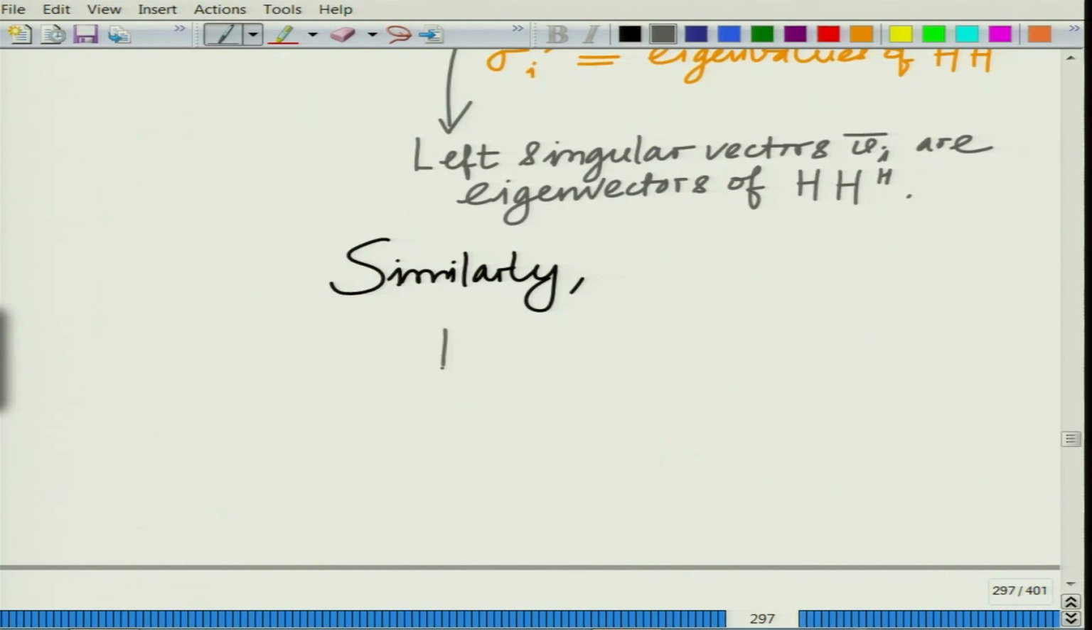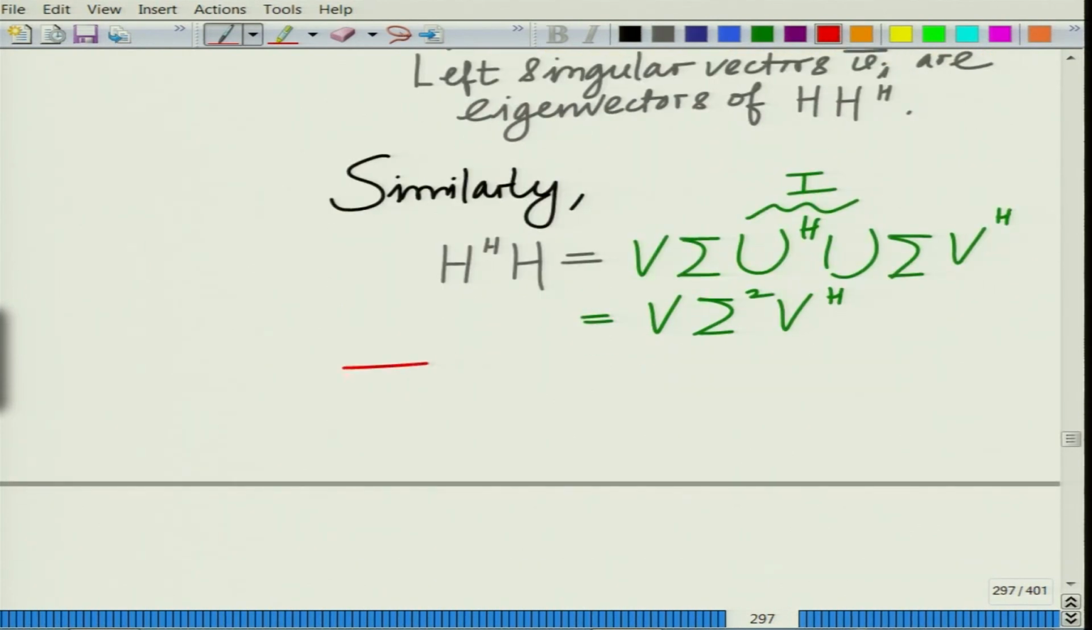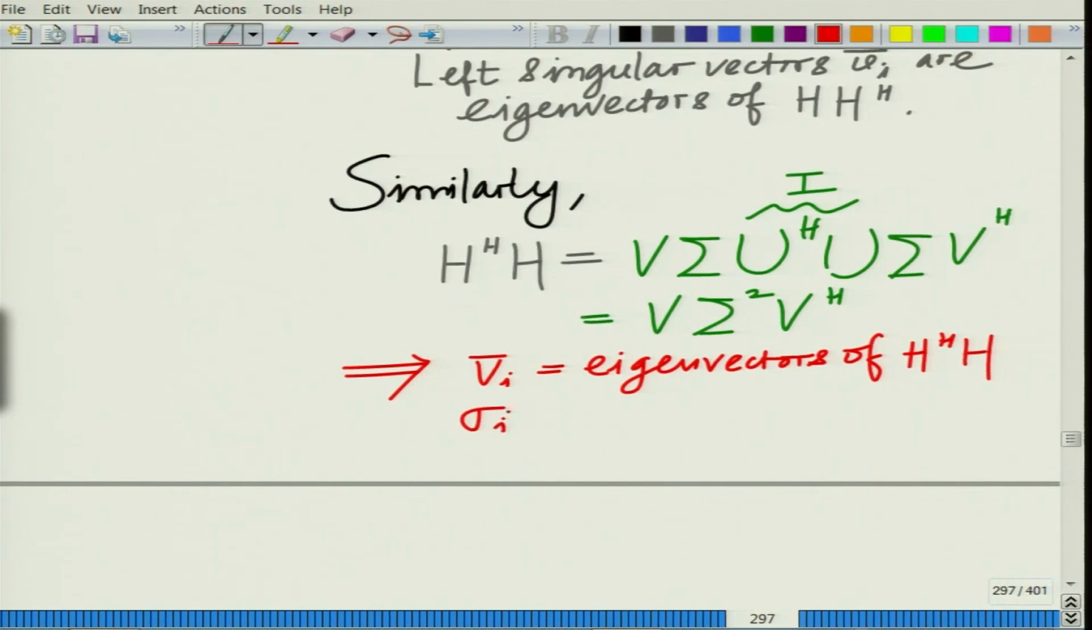Now, similarly, consider H Hermitian H, this is essentially V sigma U Hermitian U sigma V Hermitian, which is V sigma square V Hermitian, because U Hermitian U is identity, which implies that the Vi bar, these are eigenvectors of H Hermitian H, and sigma square are the eigenvalues of H Hermitian H.